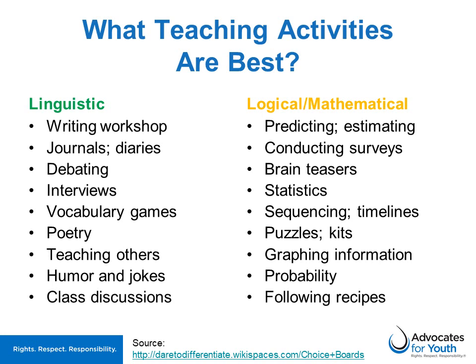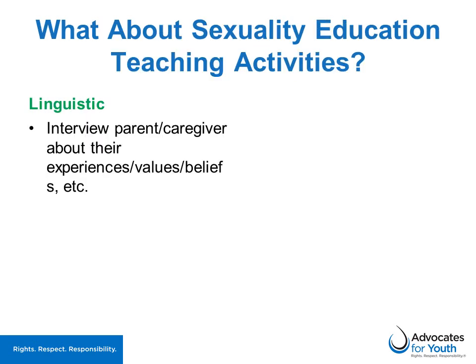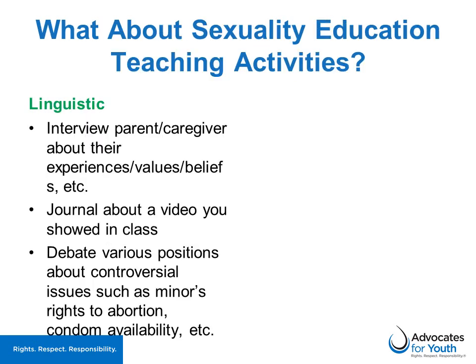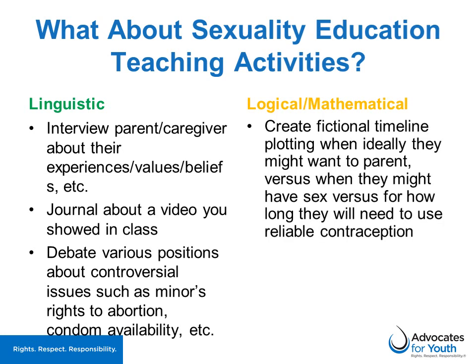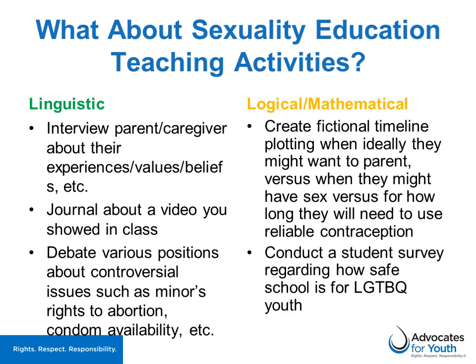So, if we were to think about how best in sexuality education to use these two intelligences, here are some ideas that might come to mind. When we're talking about the linguistic side, it might be an interview, it might be a journal, it might be a debate. When we're thinking about logical mathematical, it might be creating a timeline, plotting when they want to become a parent, if they want to become a parent, versus when they think they might need contraception. It might be conducting a survey or some type of analyzing information. So, those are just some ways that the linguistic and logical mathematical intelligences may play out in sexuality education.